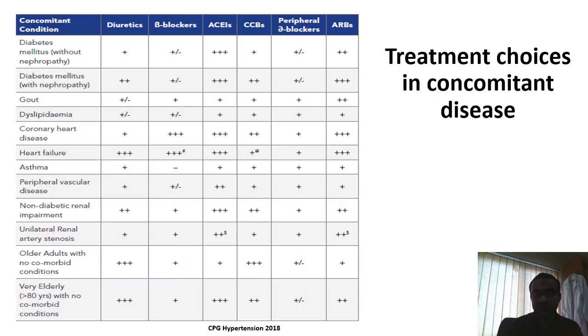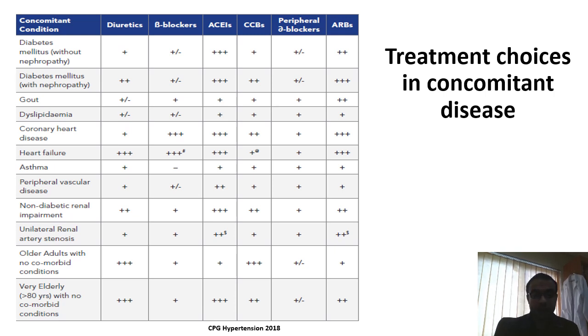So in this part, which I consider very important, we can see how the treatment choices can be different or can be customized according to the concomitant condition. If a patient has hypertension with diabetes, for example, with or without nephropathy, we see the largest evidence of recommendation about the ACE inhibitor group. And for gout, for example, because some diuretics can cause hyperuricemia, we can see here to use with caution.